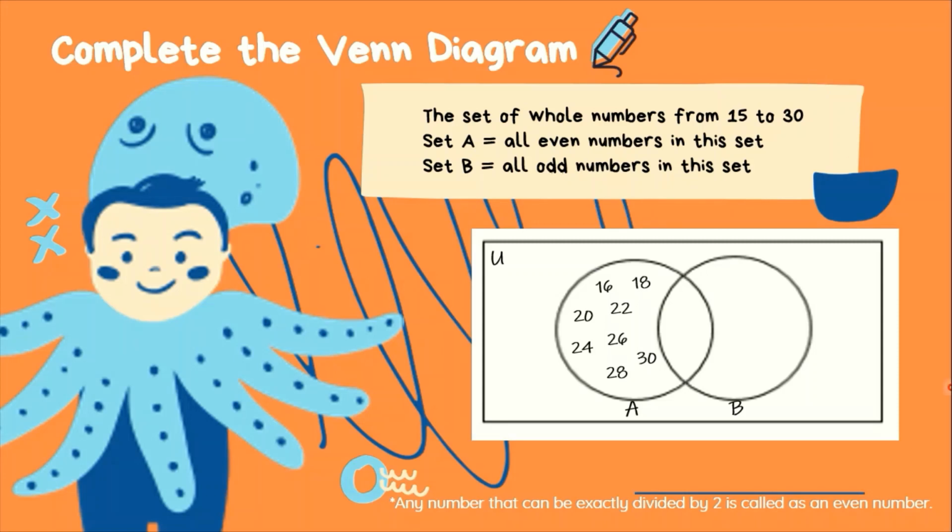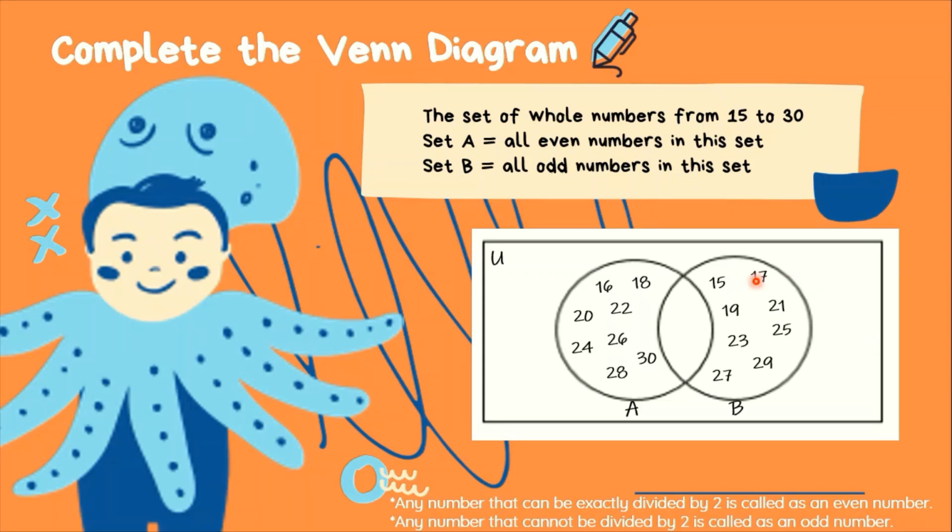Next, let's have set B. Any number that cannot be divided by 2 is called an odd number. So, starting from 15, lagay natin siya sa B since siya isang odd number. 17, 19, 21, 23, 25, 27, and 29. So, yun yung ating last odd number within this set.